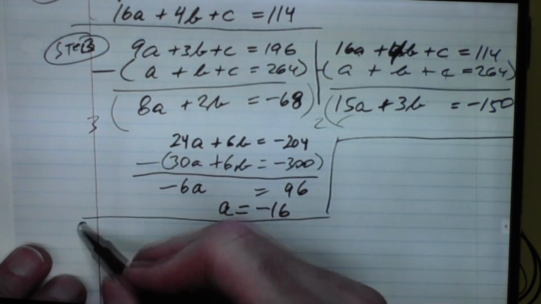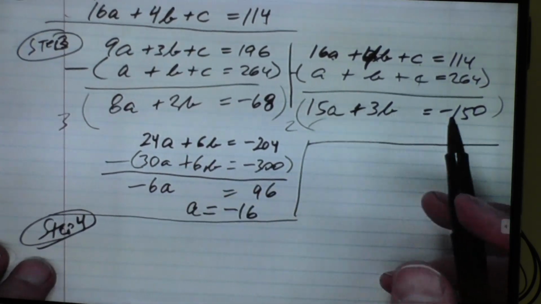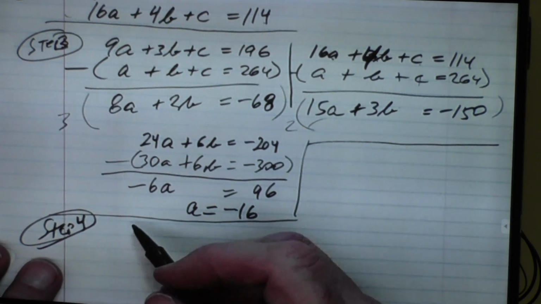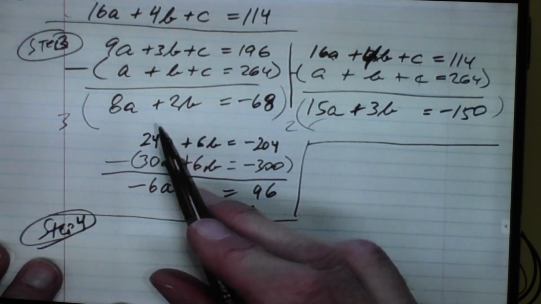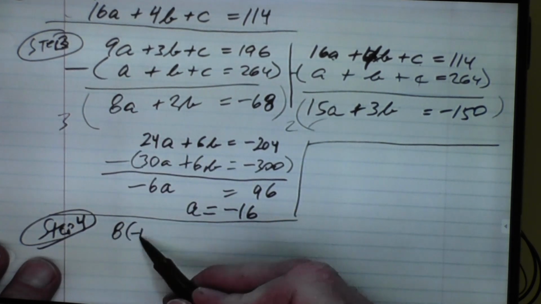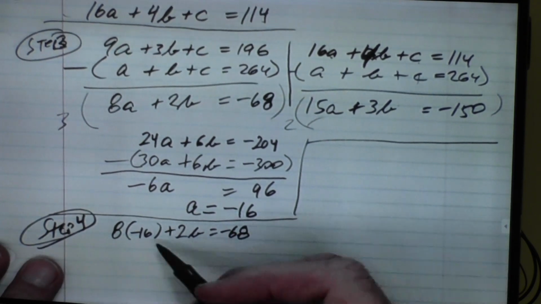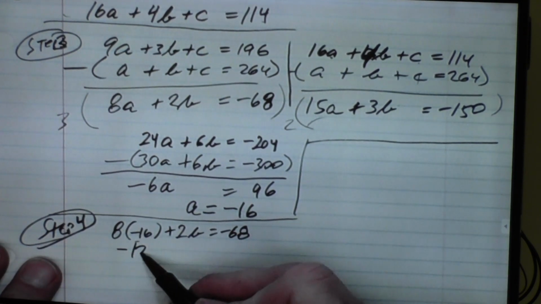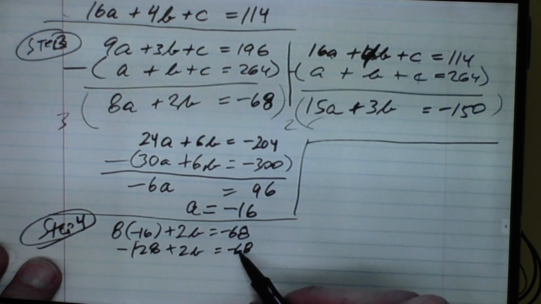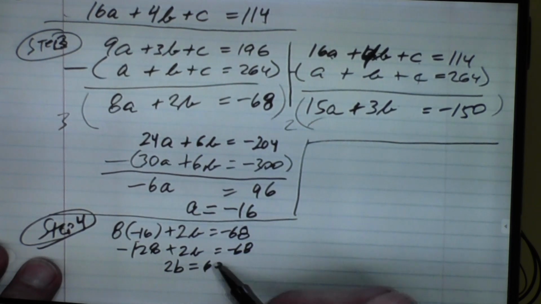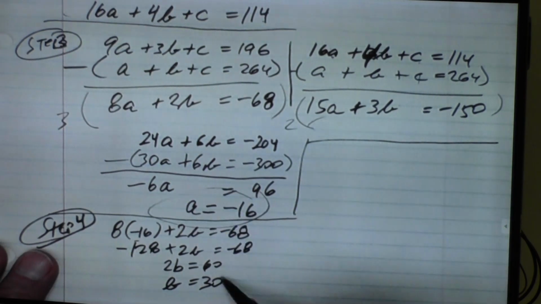So I'm going to do, and this is step 4. Step 4 is going to be to get the B and the C. Okay, I guess just the B first. All right, step 3, step 4, okay. So I'm going to do negative 16 in here, so it's going to be 8. Negative 16 plus 2B is negative 68. And then it's just calculating it out. Negative 128 plus 2B, negative 68. Add that over here. 2B is 60. Oh, so B is 30. So we now know A is negative 16, B is 30.